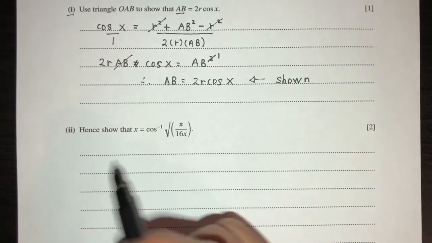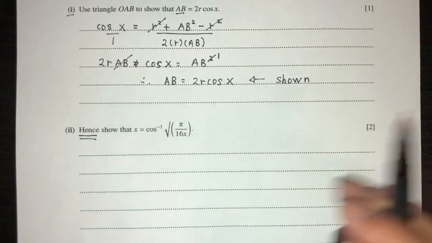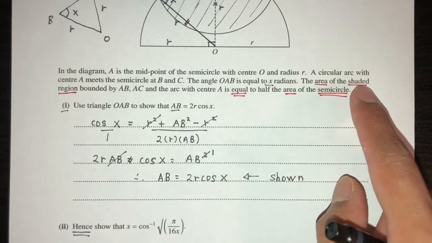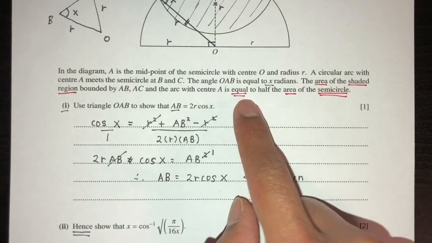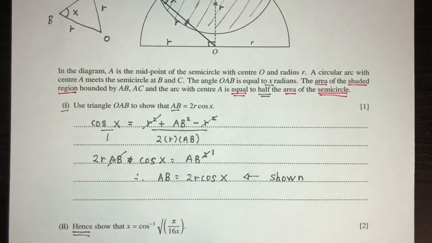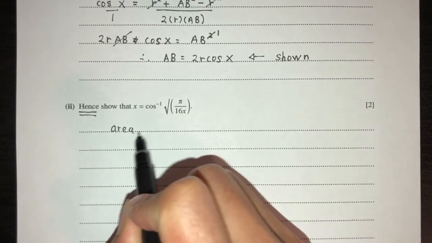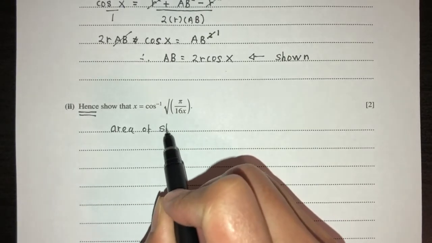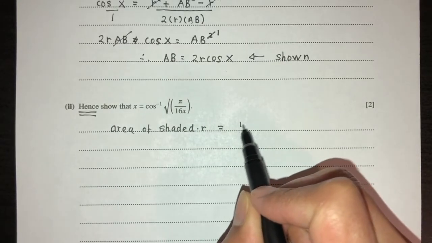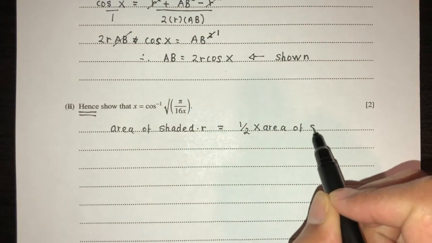It says part 2, hence show that this is true. To find this, we have to use this information: the area of the shaded region is equal to half the area of the semicircle. So we have the equation here. Area of shaded region is equal to half of area of semicircle.